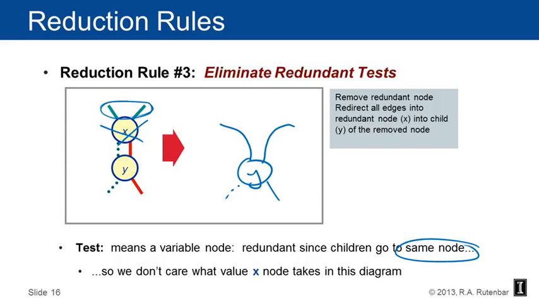And so, again, there is a little gray box at the upper right that gives you a little formula. It says remove the redundant node, redirect all edges into the redundant node, which was x in this case, into the child y in this case of the removed node. So that's the recipe, but it simplifies things.